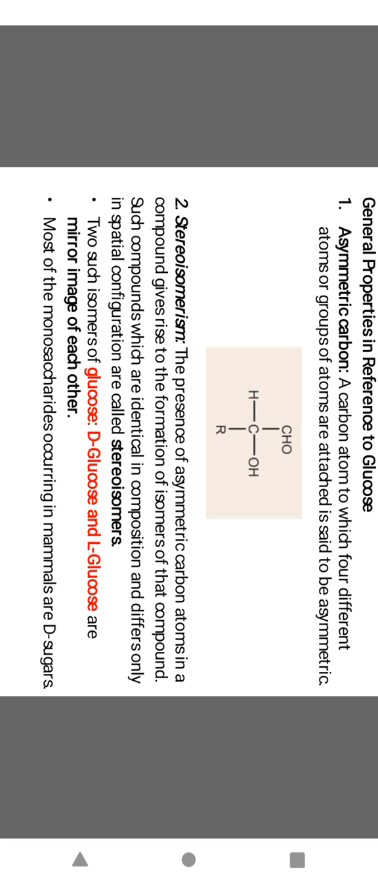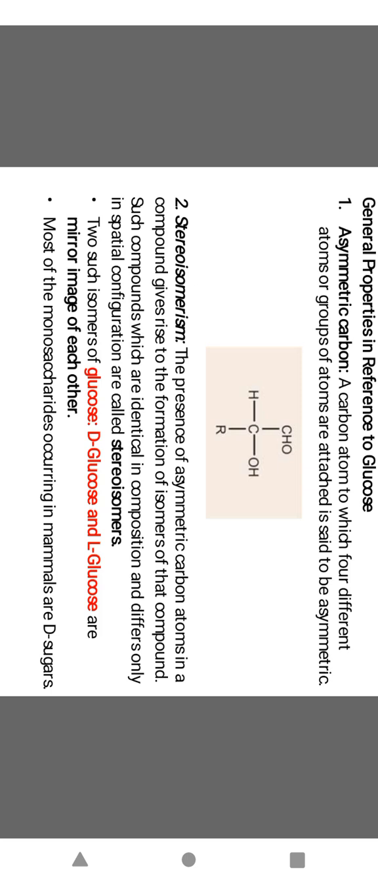A carbon atom to which four different atoms or groups of atoms are attached is said to be asymmetric. That means the center has a carbon, and around this, four different functional groups or any other atoms are present. So that is known as asymmetric carbon. Symmetry means equal division, asymmetry means unequal division. Already we know that.